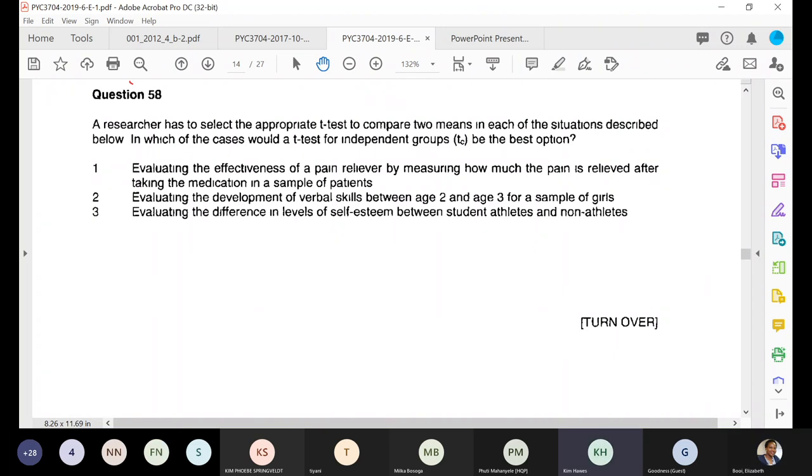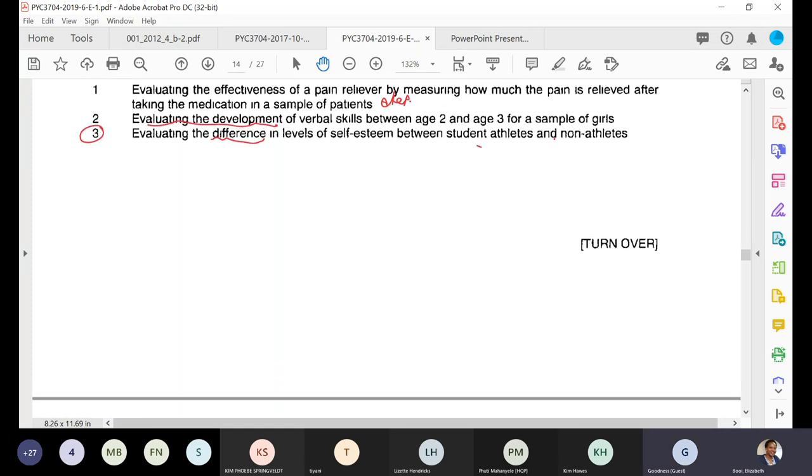I'll go in with number three because of evaluating the difference. Yes, number three. Difference. And because also they are using two independent groups, which are the student athletes and the non-athletes. And this one, it says they are just evaluating the development, so it's not the difference. And the first one is measuring the pain before and after, so this will be a dependent. So yeah, number three.